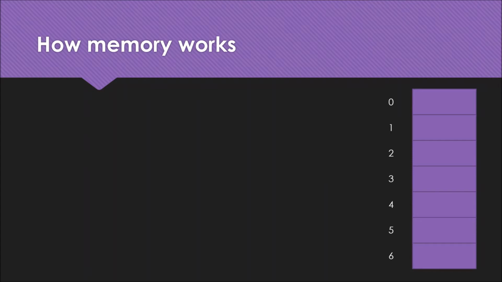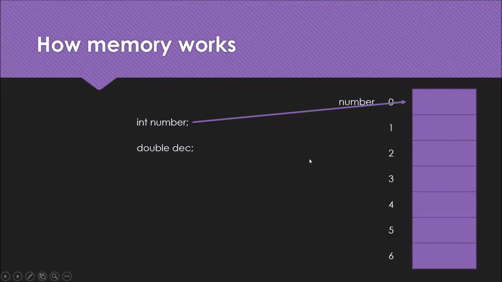Suppose I have a memory which consists of 6 locations, and I want to declare some variables in this memory. Suppose I write int number, so it randomly picks any memory location from 0 to 6, and it starts calling it number. And then if I define a double decimal, it will again find any memory location which is random. It will start calling it DEC, and whatever I'm going to store is going to be stored in DEC.